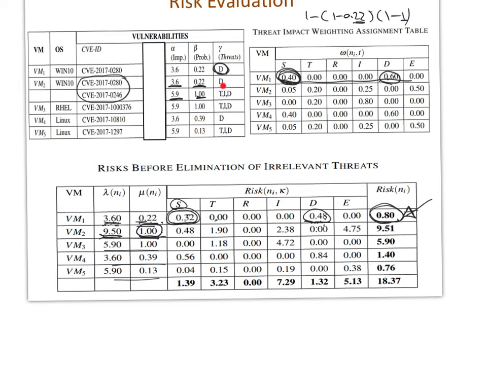So for example, for VM2, we have D, we have I, we have T. Okay? We don't have S. صح? And we don't have E. So for VM2, if I see anything related to S, I need to set it to zero. If I see anything related to E, I need to set it to zero. Because only I have a D and T and I. صح? I cannot cause any spoofing and I cannot cause any elevation of privilege. واضح كده? So that's what we need.